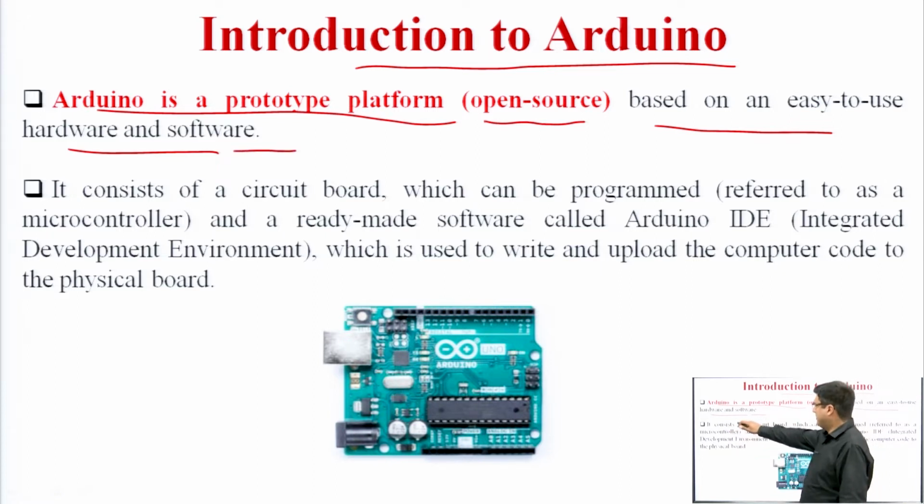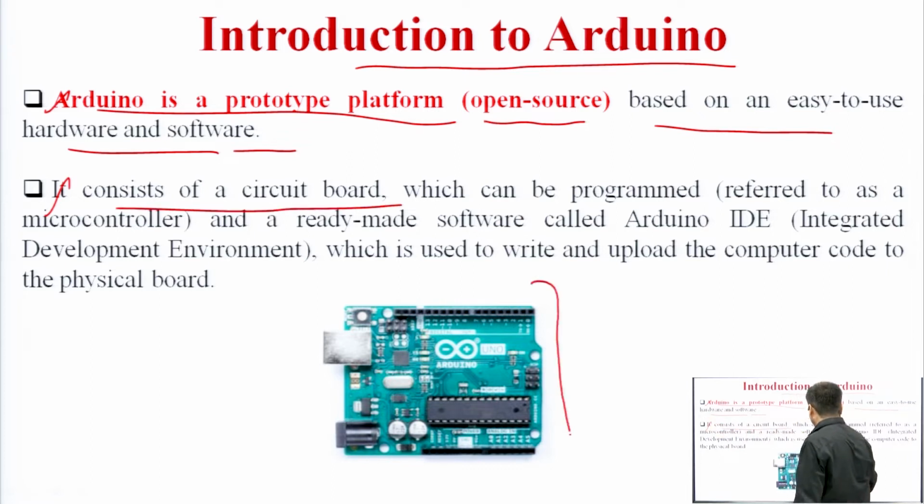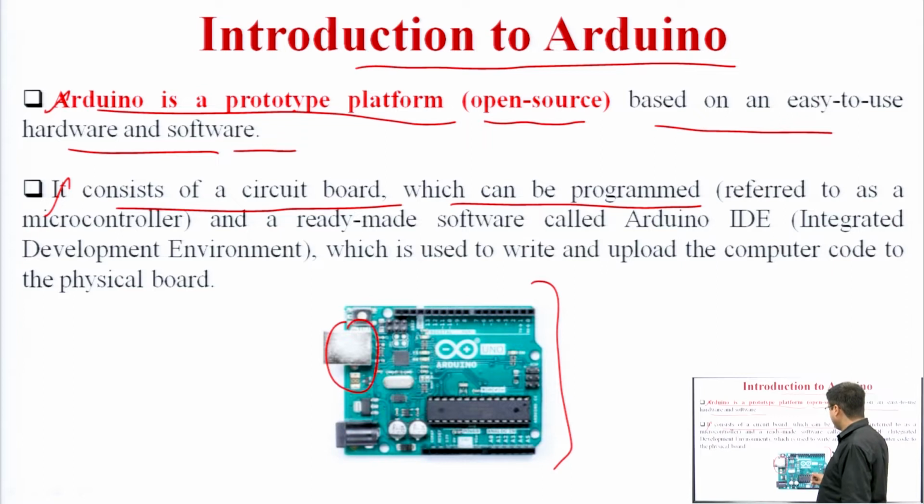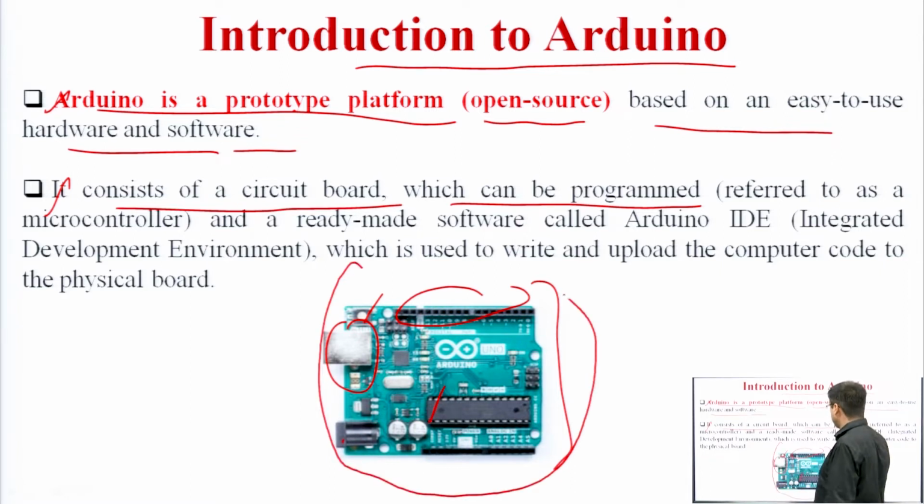Arduino consists of a circuit board which can be programmed. What is the meaning of that? Basically it is a microcontroller. Microcontroller means that all the components are integrated on a single chip. In the same way in Arduino, all the components, whether it is the USB port, the processor chip, the reset button, analog pins, digital pins, the peripherals, timers, counters, and the reset switch, are integrated on the same chip. That is a system on chip.